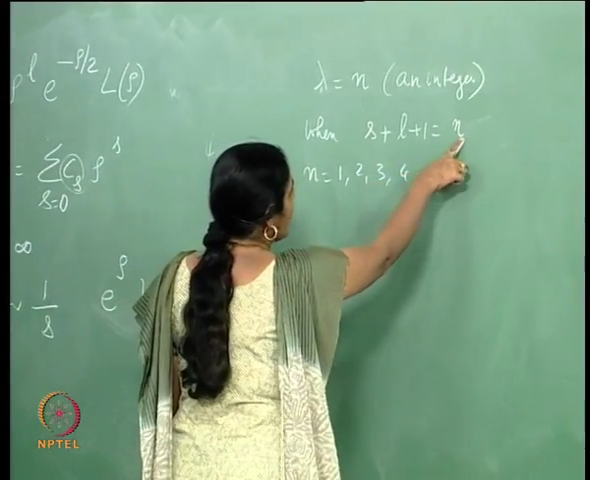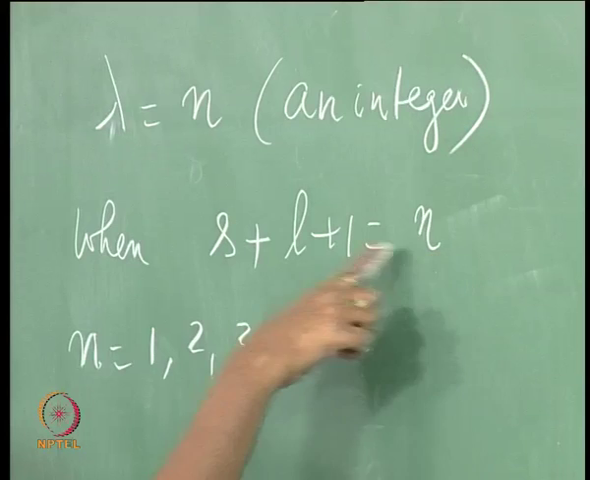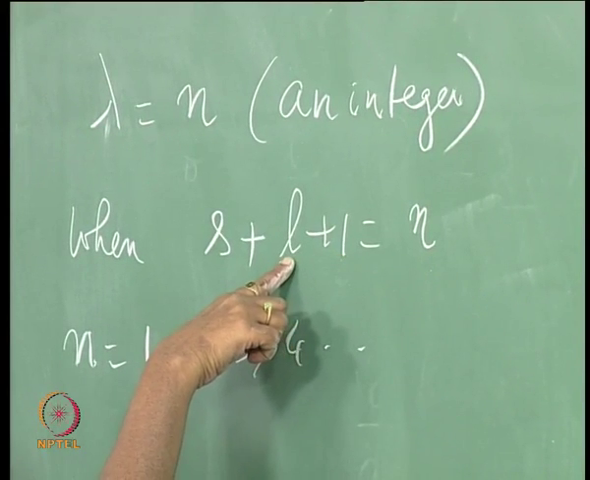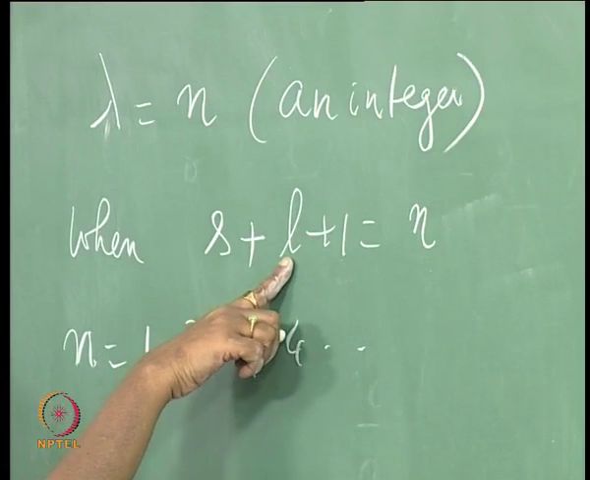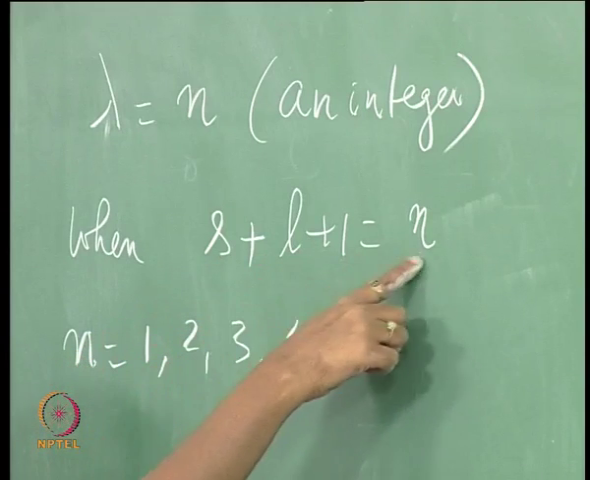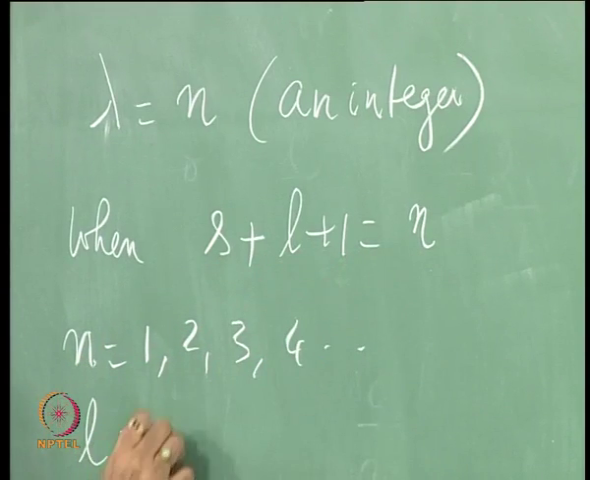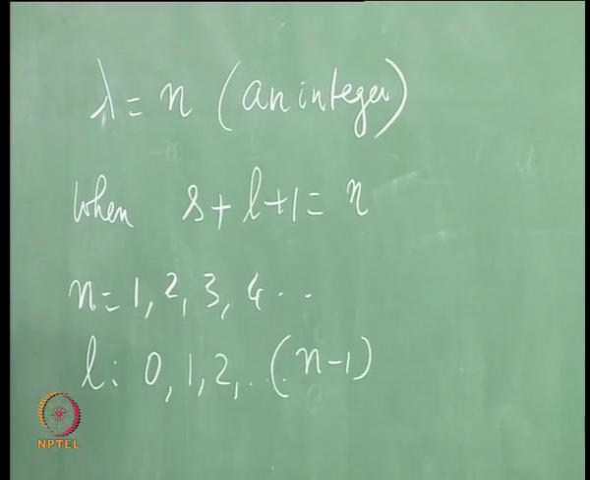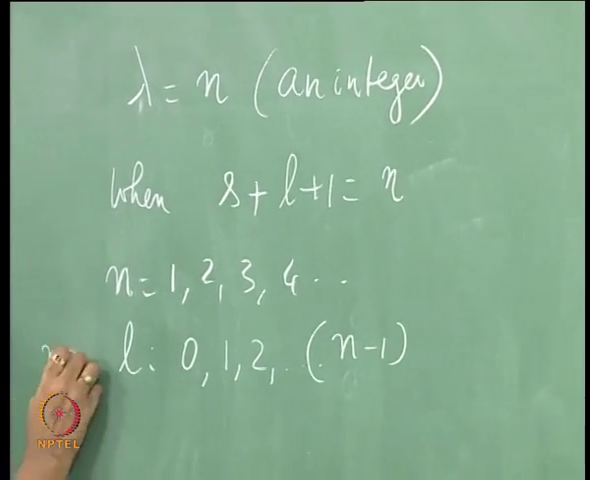Now if n takes values 1, 2, 3, 4 up, and there's already a 1 here, the maximum value that L can take is n minus 1, because let's assume that s is 0, but L is just n minus 1. So L can take values 0, 1, 2, 3 for a given n up to n minus 1. n is given.